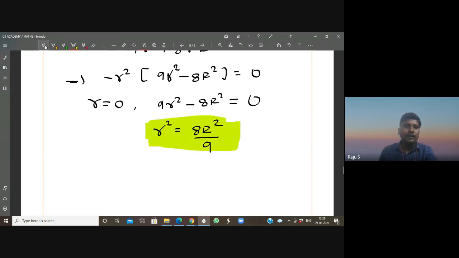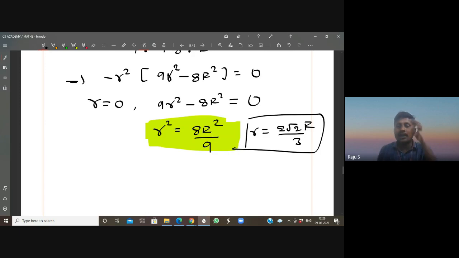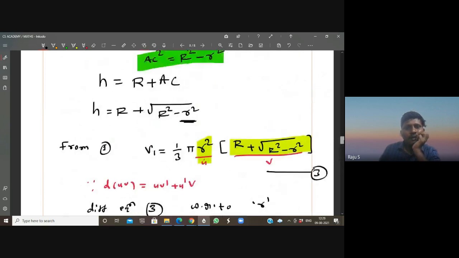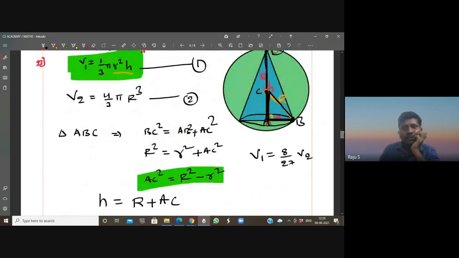Finally, we got the critical point. r is equal to, okay, we can write 2 root 2 capital R by 3. We can write any one of the values. So at this critical point, we have to check the second derivative. Students have to do this very carefully.